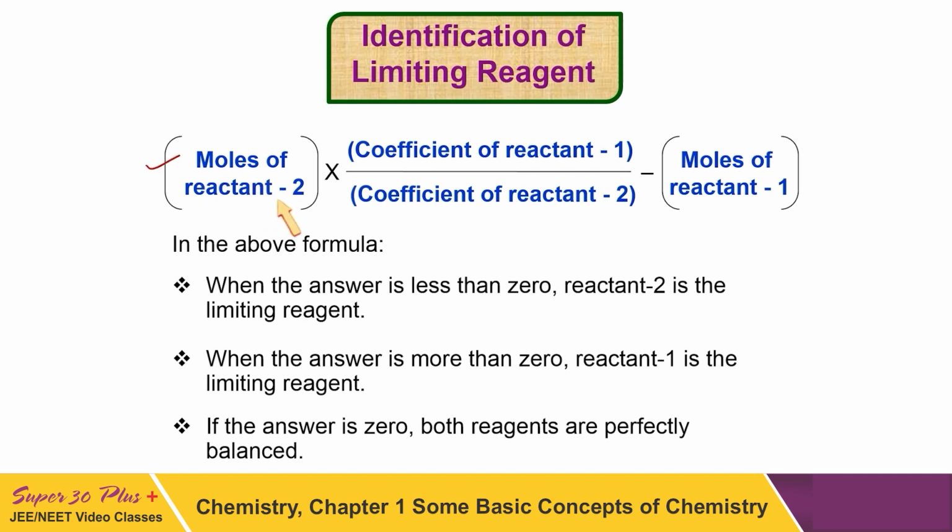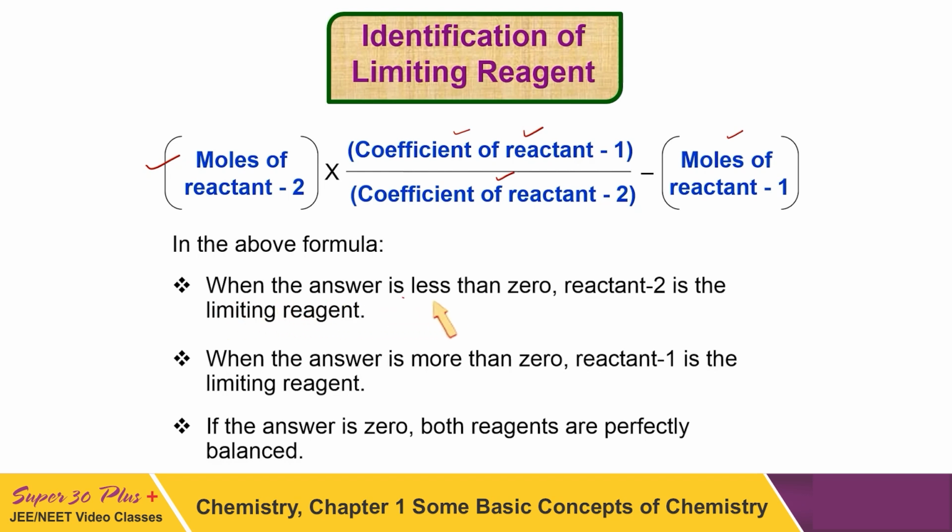Moles of reactant 2 into the stoichiometric coefficient of reactant 1, divided by the stoichiometric coefficient of reactant 2, minus moles of reactant 1. Whatever the number of moles of 2 multiplied by coefficient of 1 upon coefficient of 2, minus moles of 1. Now what are the possible outcomes?